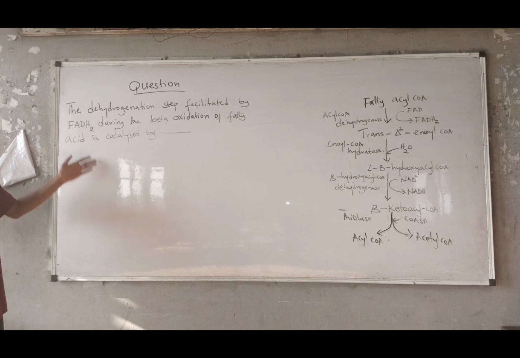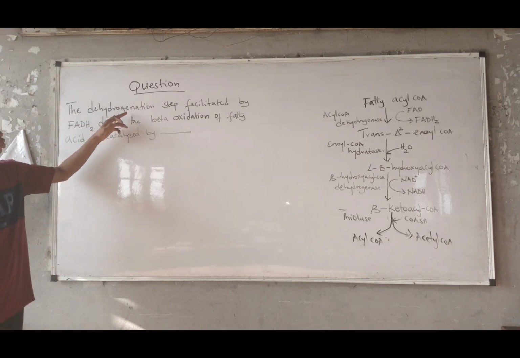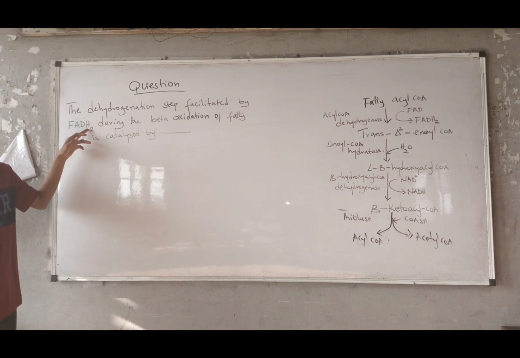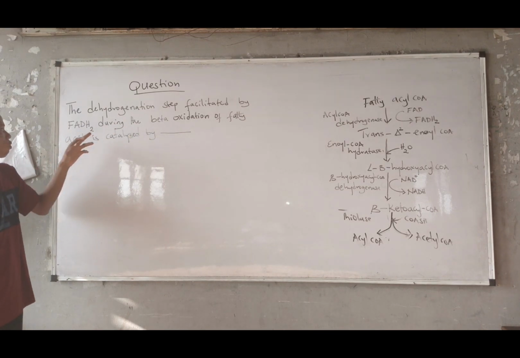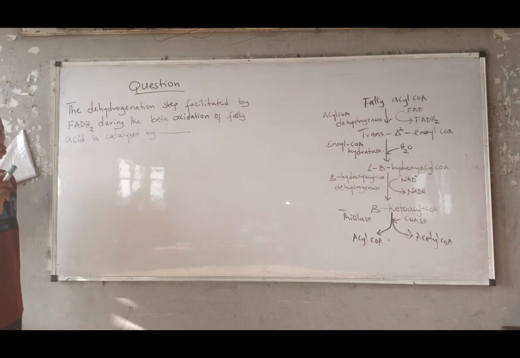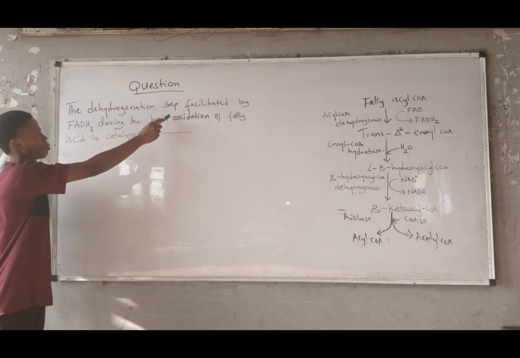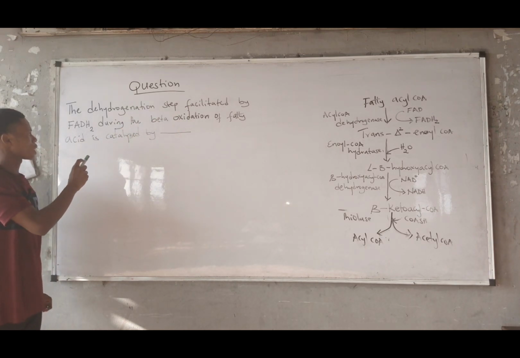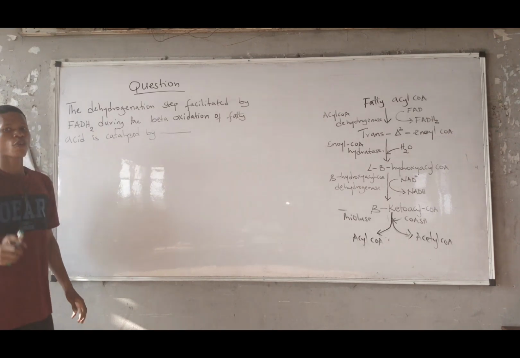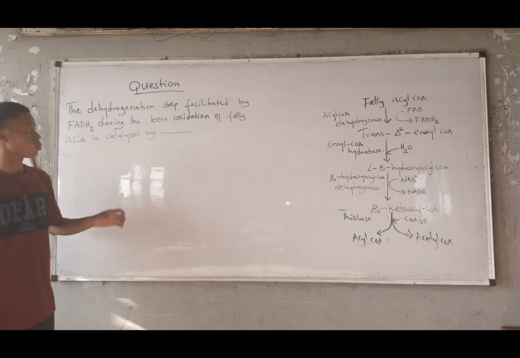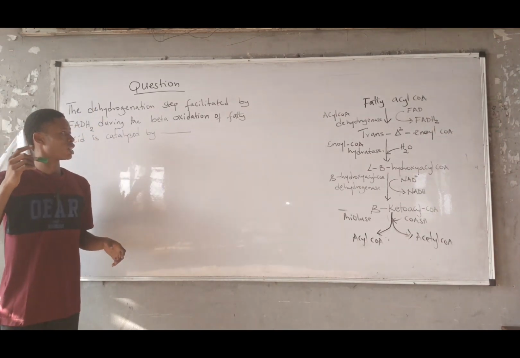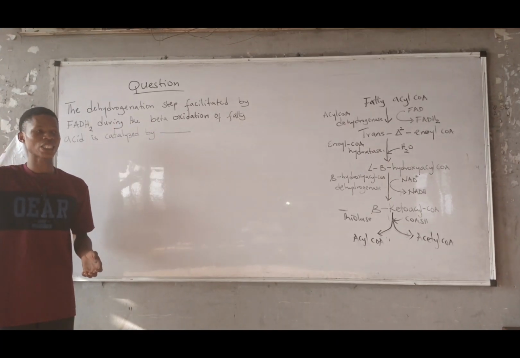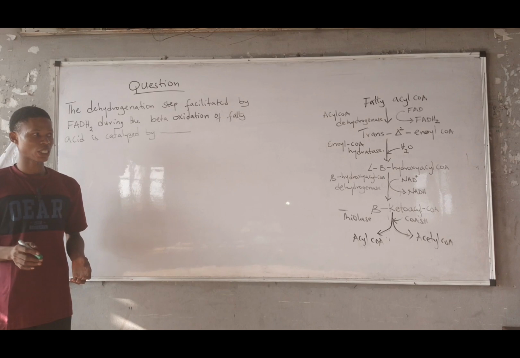Alright, next question. The dehydrogenation step facilitated by FADH2 during the beta oxidation of fatty acid is catalyzed by dash. For us to be able to answer this question, we need to have an idea of beta oxidation. In beta oxidation, we are breaking down fatty acid.